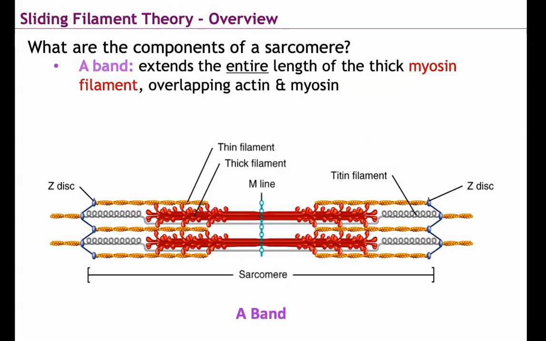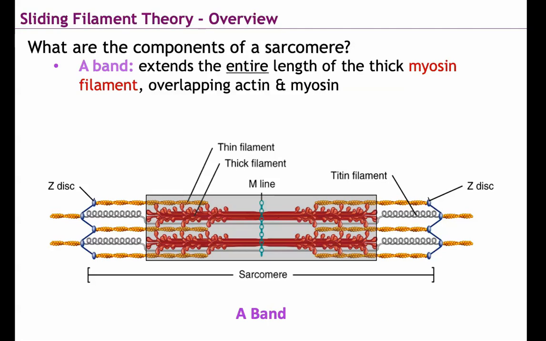Okay, so now we're going to learn about how these components are different components of a sarcomere. These components were investigated and proposed in 1954. These were ways for researchers to just identify different parts of the muscle. So the first one we're going to talk about is the A-band. The A-band extends the entire length of the myosin filament. So wherever the myosin is, in this picture, the myosin is red, that's going to be the A-band.